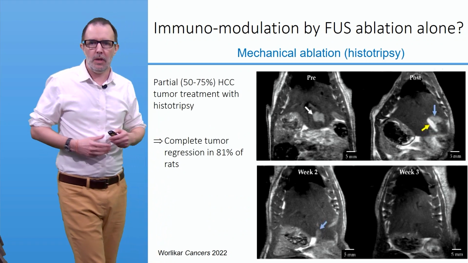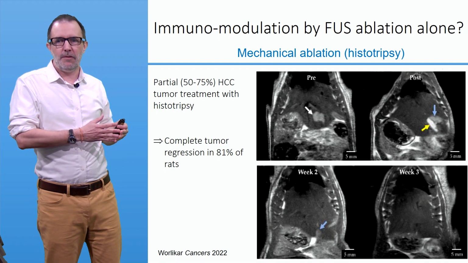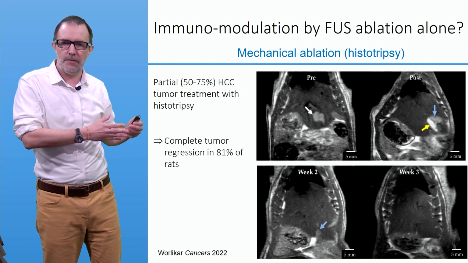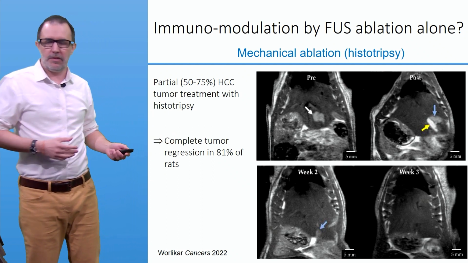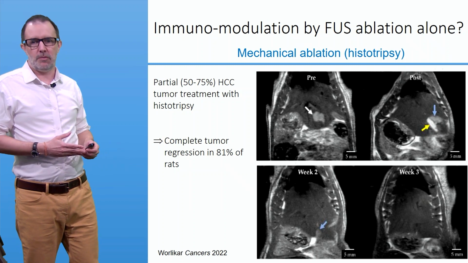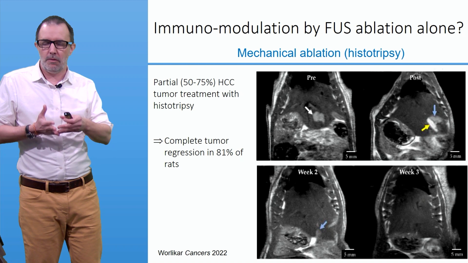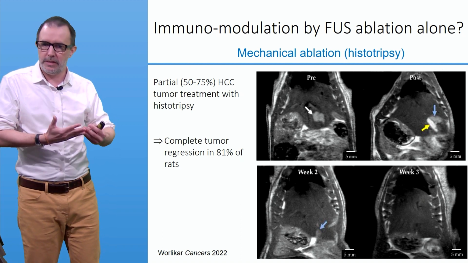Example number 2, mechanical ablation, histotripsy. This is a rat model of liver tumors. The tumors were partially ablated, 50–75%, but it resulted in a complete tumor regression in more than 80% of these rats. Again, meaning that even if you treat locally, the response you are triggering seems to be more systemic.